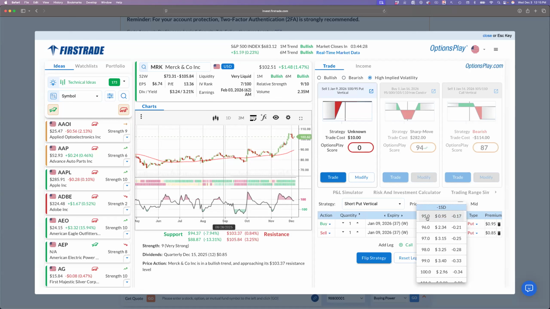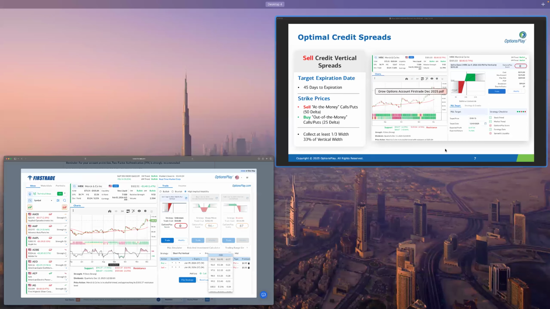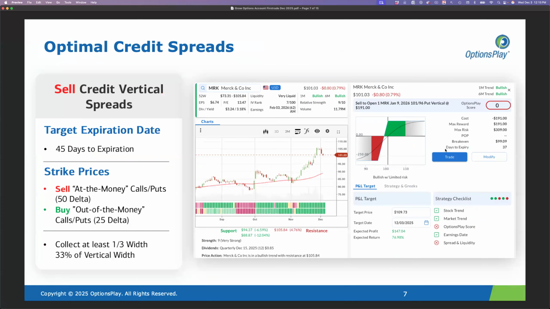So we always want to take a probability-based approach when we're selecting our strike prices, because if we can take a probability-based approach, that's how we're going to generate a much more consistent strategy and much more consistent outcome for our strategies. So that's why we always sell the at-the-money call or put, and then buy a 25 delta call or put against that.